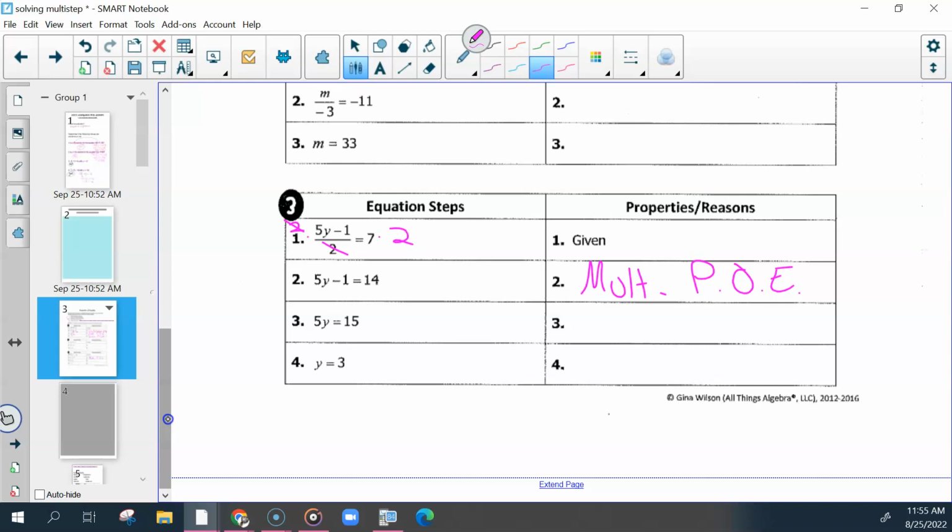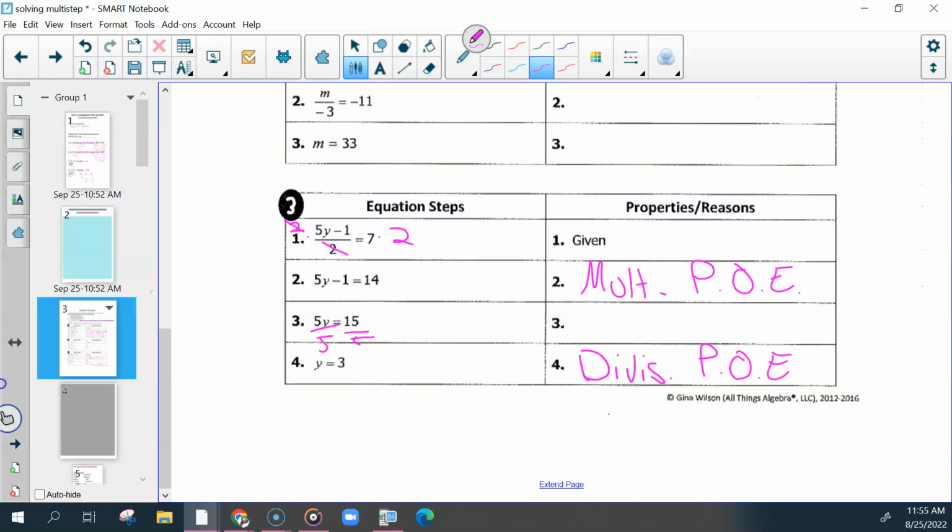I have the one for 4. That's fine. Tell me that one and then we'll go back. DDPO. The division property. Yes. That's how I'm going to be reading, just the first letter. Because here we're dividing both sides by 5.